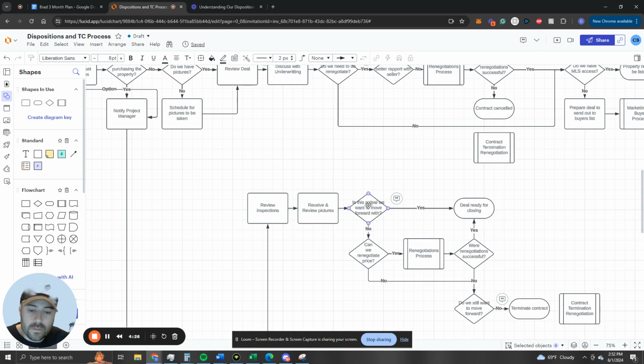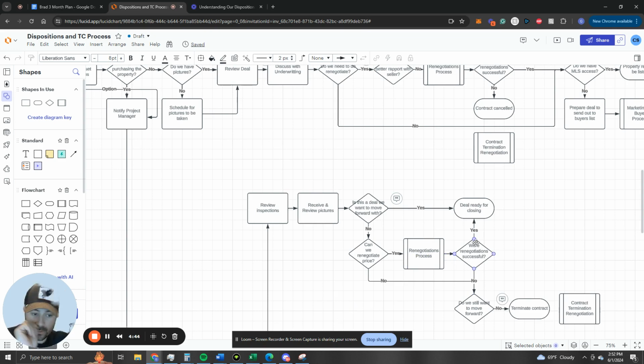Now we got pictures back in review and we were going to purchase this, but is it a deal we want to move forward with? No, we got pictures, it looks junkier, looks crappier. No, we don't want to go forward. Well, can we renegotiate price? If yes, we go through that process. Were the negotiations successful?